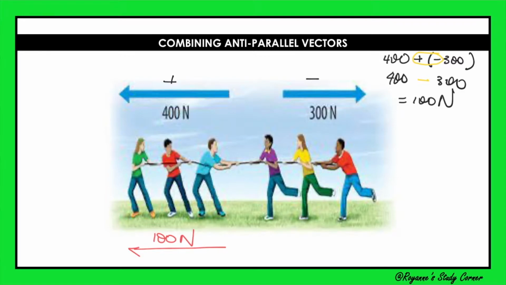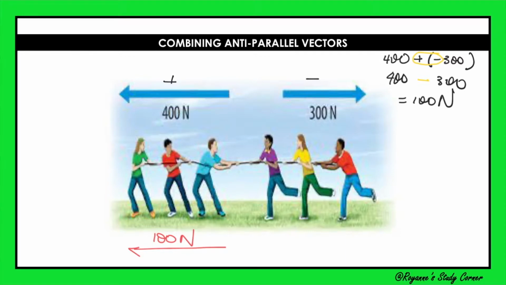Now, you may be wondering, will I get it wrong if I put the 400 as negative and the 300 as positive? And the answer is no, and here's why. Remember, the negative does not change anything with the problem. It just shows us the direction.